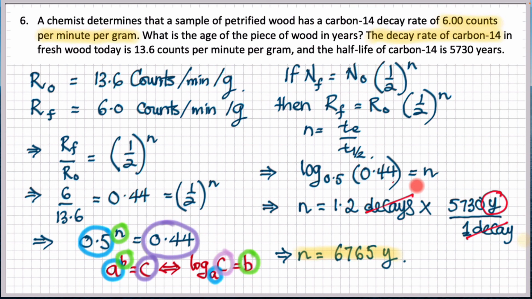So what that tells us is that the rate of decay in fresh wood, for example in living plants, is 13.6 counts per minute per gram. So if we were to take a Geiger counter and put it on a tree, that's what we'd get. Once the tree dies, the decay rate slows down over the years. Obviously, if the dead wood had a count of 6 counts per minute per gram, then that must mean 6,765 years have passed.